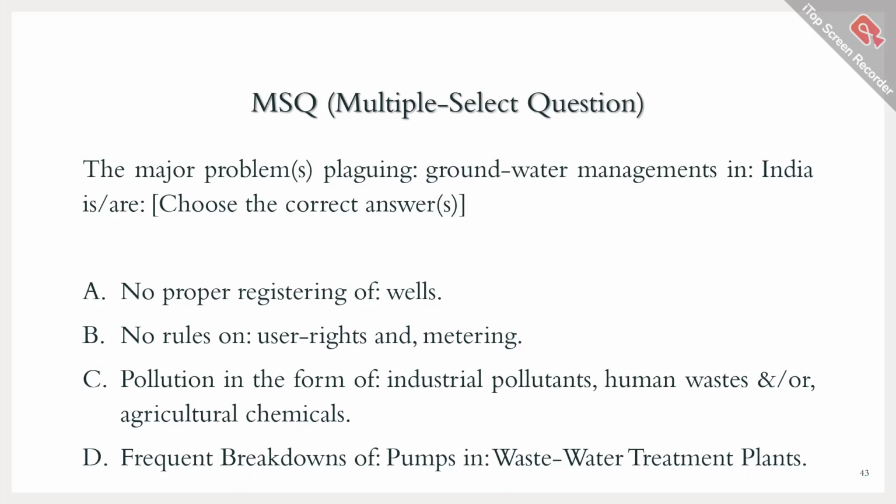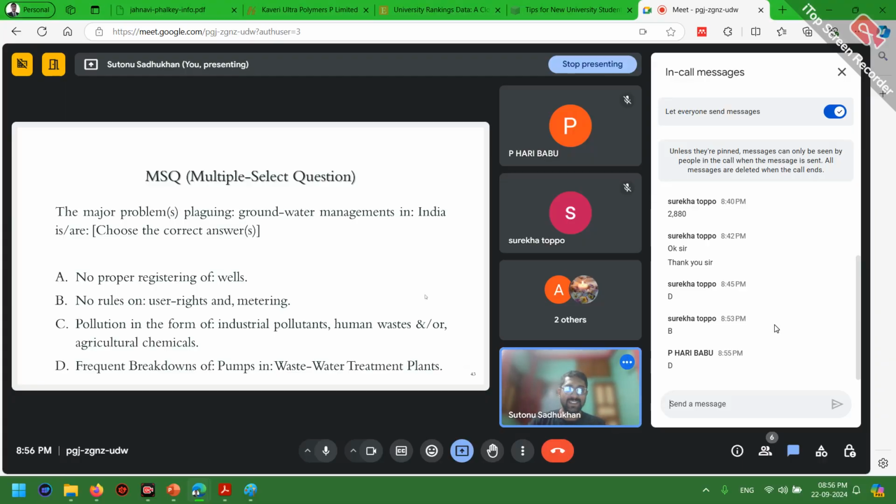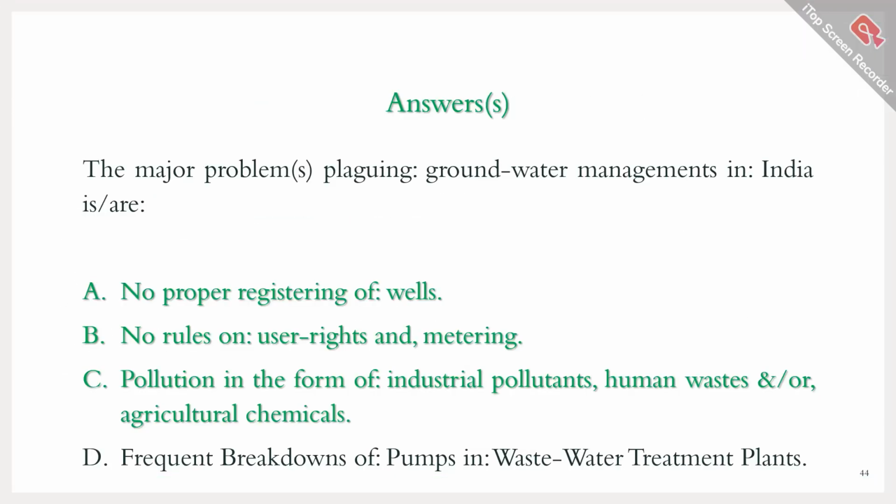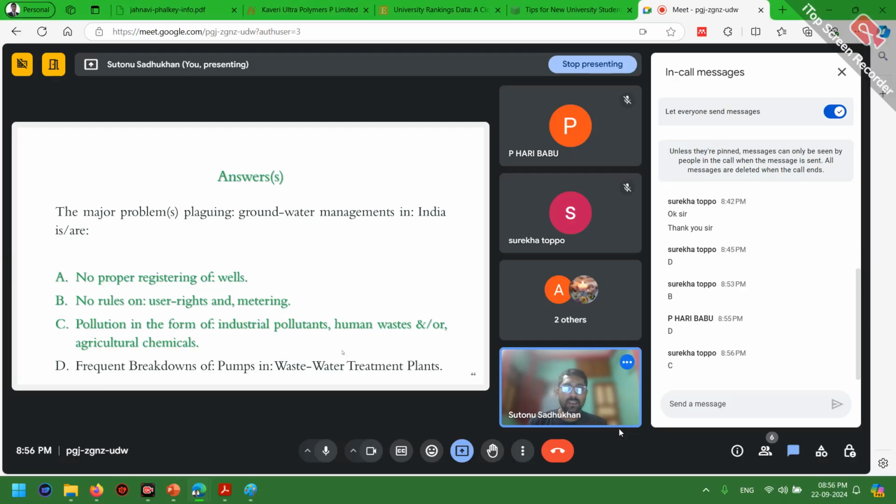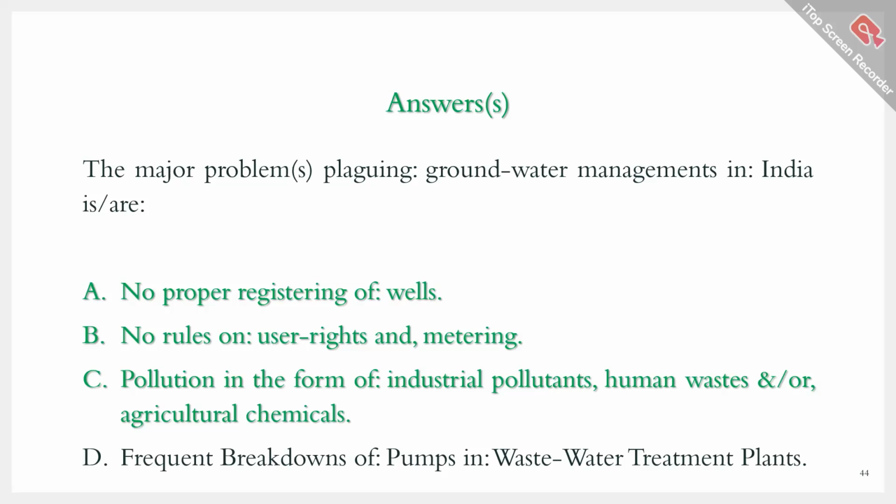Okay, I'll tell you the answer. D is the opposite. So D is not correct. All the other factors are basically correct. All the others are the major problems plaguing groundwater management in India. The frequent breakdown of pumps in wastewater treatment plants has nothing to do with the plaguing of groundwater management. Yes, option C is correct, and option A and B are also correct. This is an MSQ. Option D is not correct.